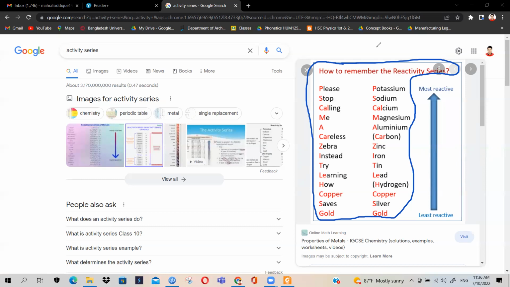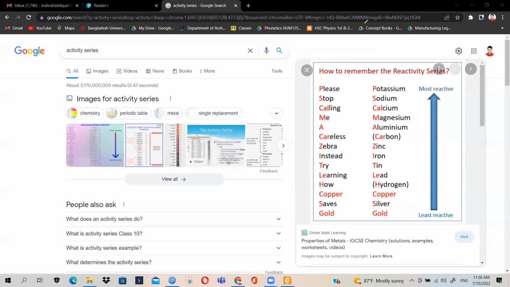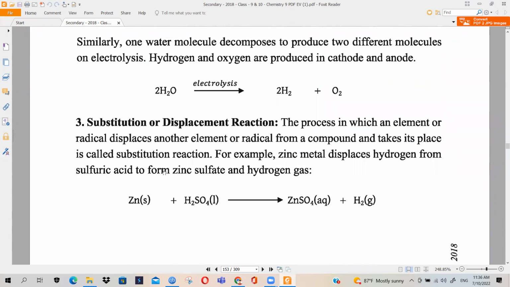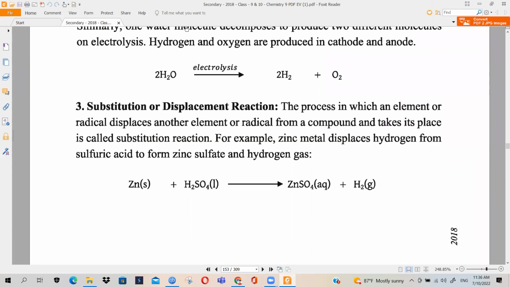Done. Yes. I used to remember it with some mnemonic codes as well, but that won't work for you as I am a native Bengali speaker. That's true. So it was something like this. I can share it with you.